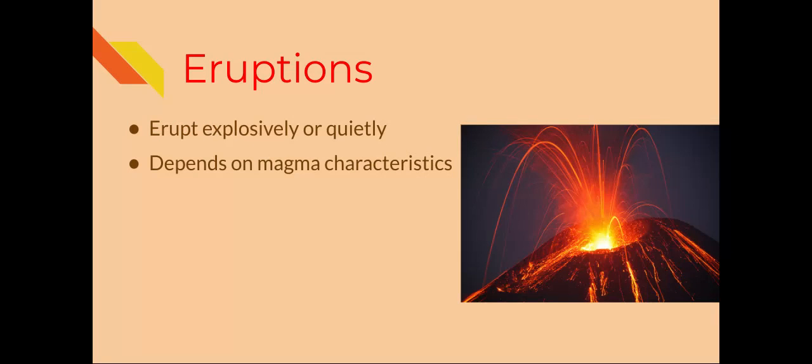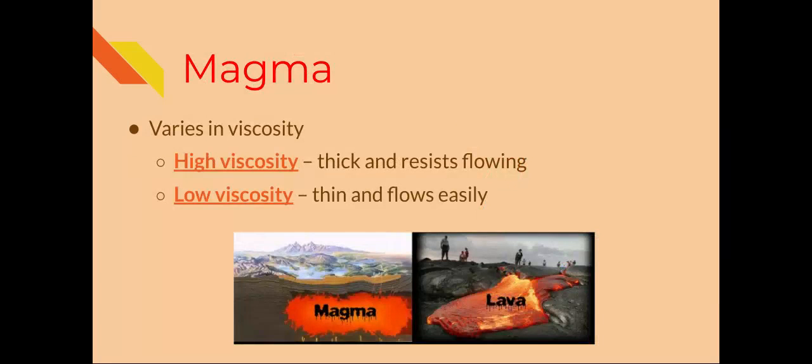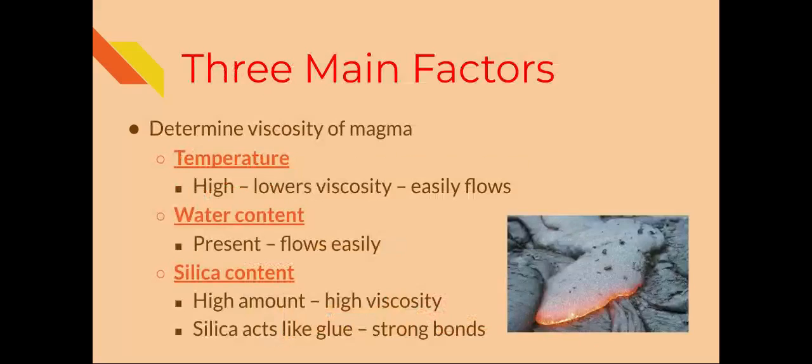So now I want to talk about eruptions. Eruptions can be explosive or quiet, and this is going to depend on the magma characteristics that we have in that particular volcano. So magma varies in viscosity. It can be either high viscosity or low viscosity. High viscosity is going to be thick and resist flowing. It can get clogged, and that can cause explosive eruptions. Low viscosity is thin and flows easily, so those will be more quiet eruptions, and they're not going to have as much damage to them.